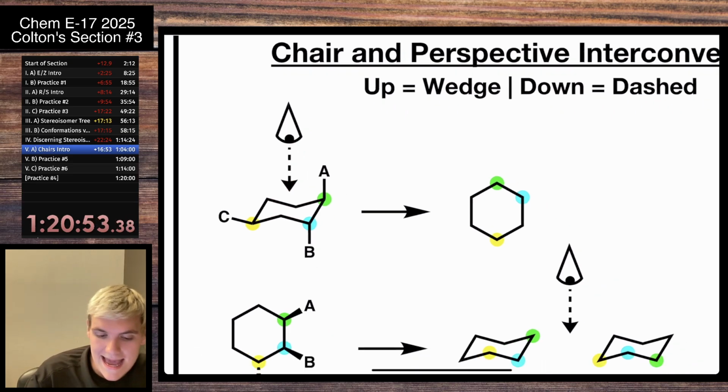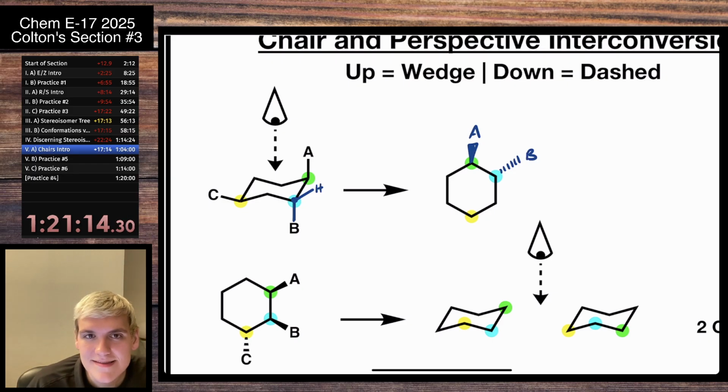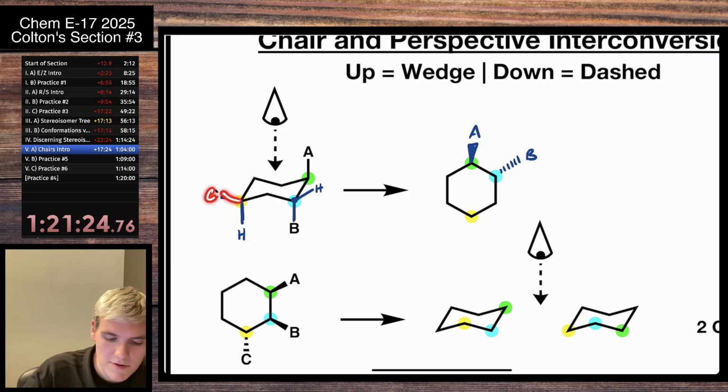Okay. Well, A, we said is up, so it's going to go on a wedge. Then B, well, this position is up equatorial and down axial. So that B is going to be down, so it's on a dash. And finally, we skip one, and then C. This carbon is up equatorial and down axial. And so this C is going to be going towards the I more so than the other position. So it's up, and then it's going to be on a wedge.